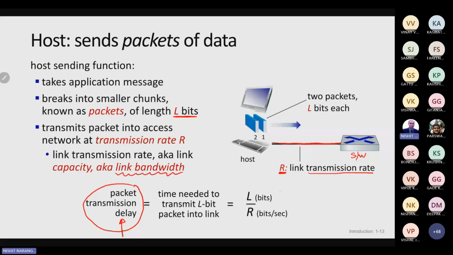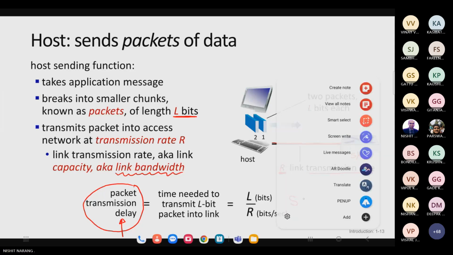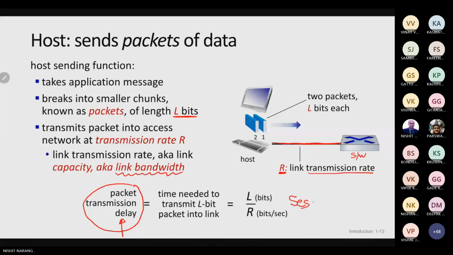The time taken will be L upon R, because the communication link can transmit R bits every second. I have L bits, so it will take me L by R seconds to transmit the entire packet onto this communication link. This is called the packet transmission delay. As we will see, it is one of the components of delay in any communication network.